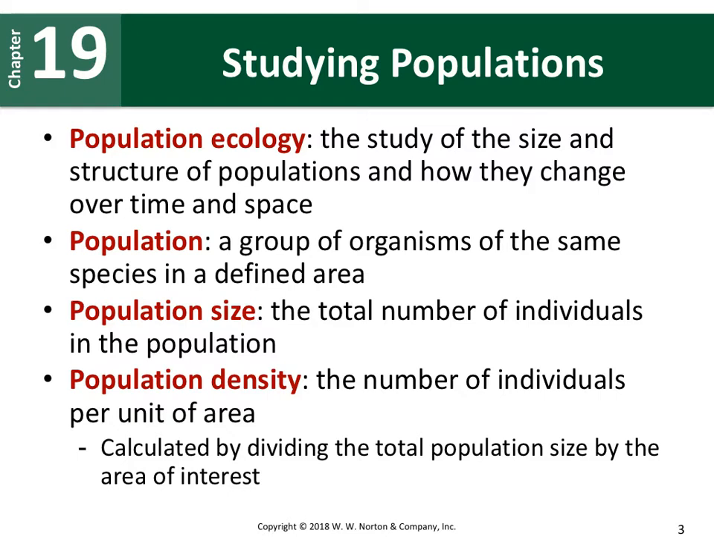So a population is a group of organisms of the same species in a defined area. And the size of the population is just all the individuals in the population, the total number of individuals. And then population density is the number of individuals per unit area, calculated by dividing the total population size by the area of interest. So it might be per acre, per square mile, whatever.